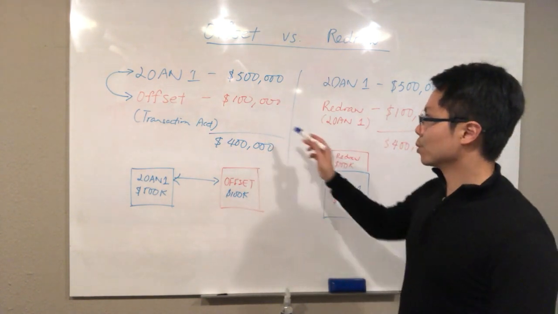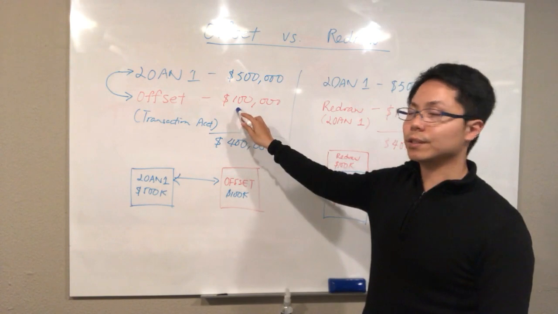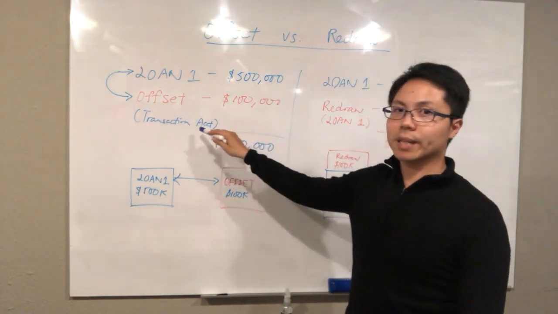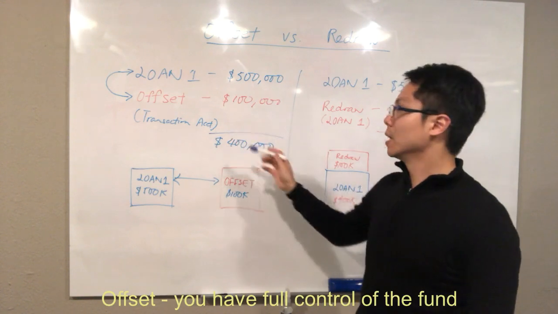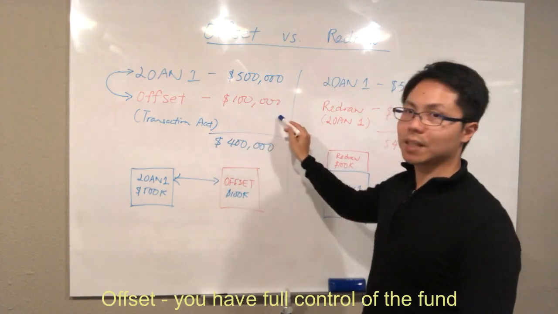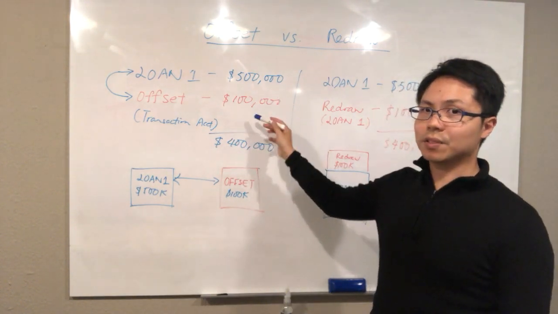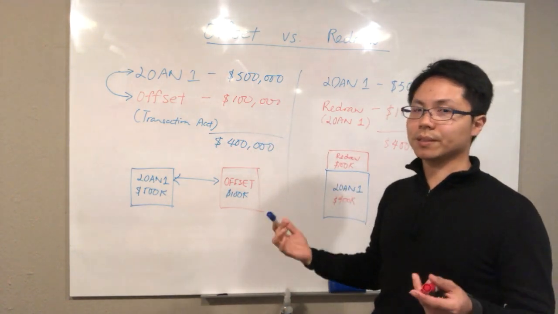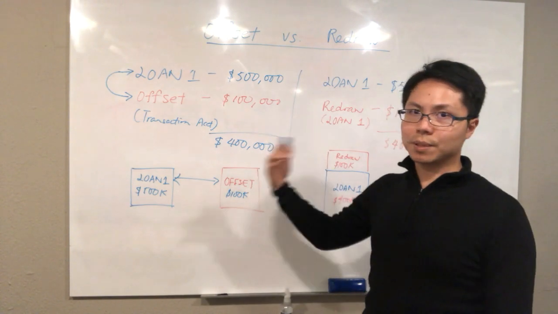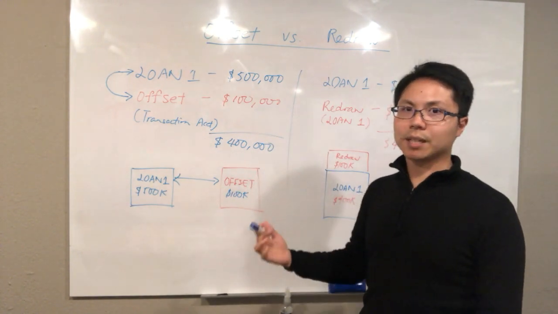Now, number two, with an offset account, because of the nature of the transactional account, you have full control of the actual money in there. So let's say, for example, you've got $100,000 in there today. If you want to take $50,000 out of it, no problem, because you've got full control of the funds. You can transfer that to someone else, or you can take that out as you like.